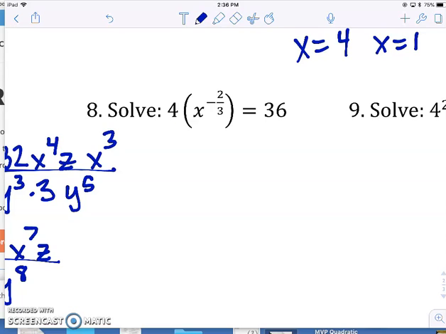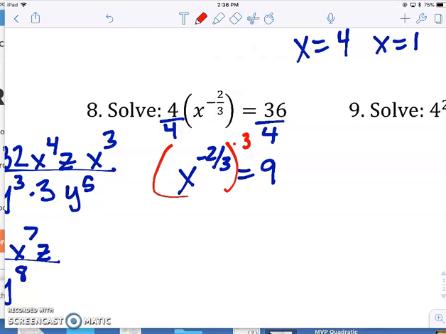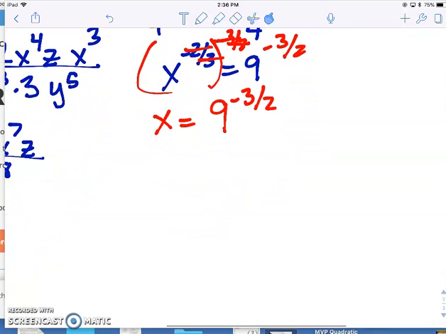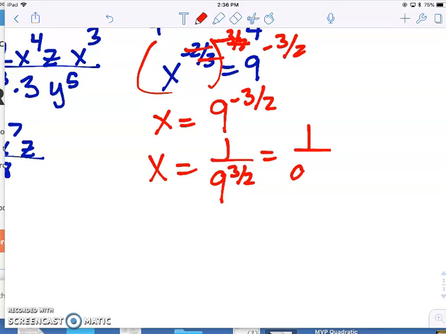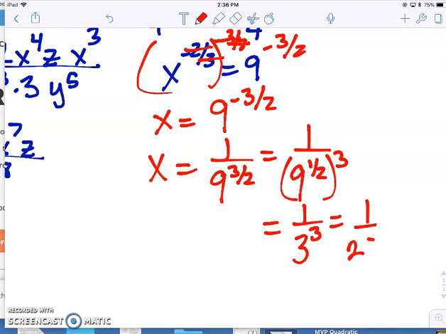Solving, so we got to get that base by itself, so divide by 4. So we have x to the negative 2/3 equals 9. And then to get x by itself, to the negative 3 over 2 power. Because the 2's reduce out, the 3's are gone, so we have x equals 9 to the negative 3 over 2. It's negative, the exponent, so we move it to the bottom, to the positive 3 over 2. Separate it out, 9 to the half cubed. So that's 1 over 3 cubed, or 1 over 27.